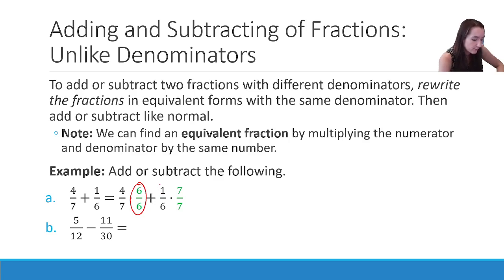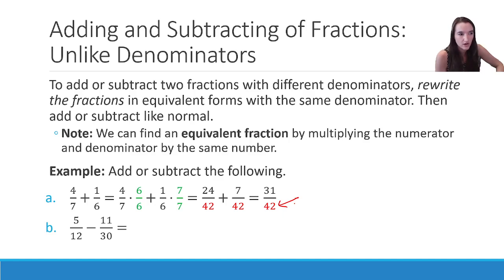Okay, so 4 times 6 is 24, and 1 times 7 is 7, so we get 24/42 plus 7/42. Shared denominator, so now we can just add like normal to get 31/42. And again, we keep that denominator 42 now.